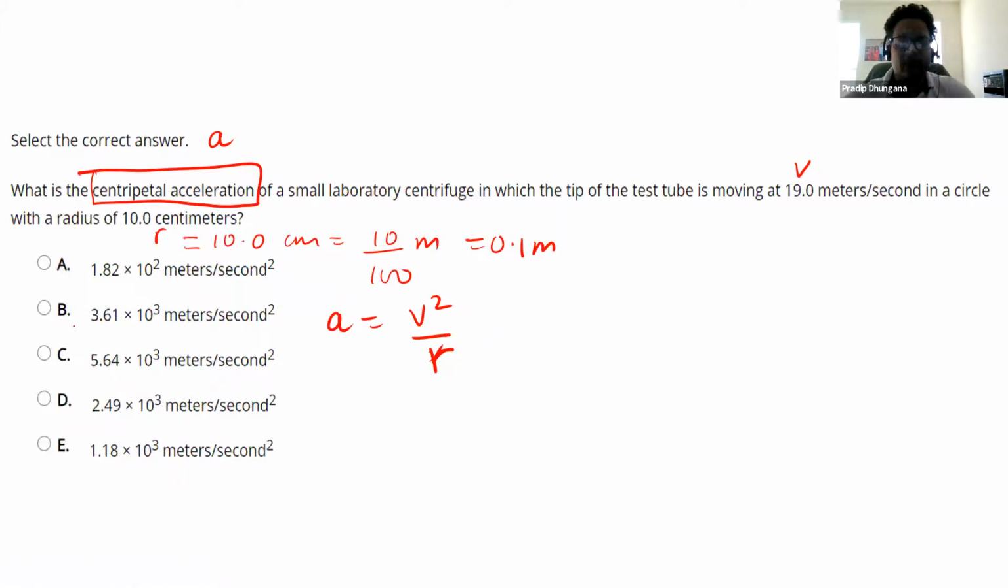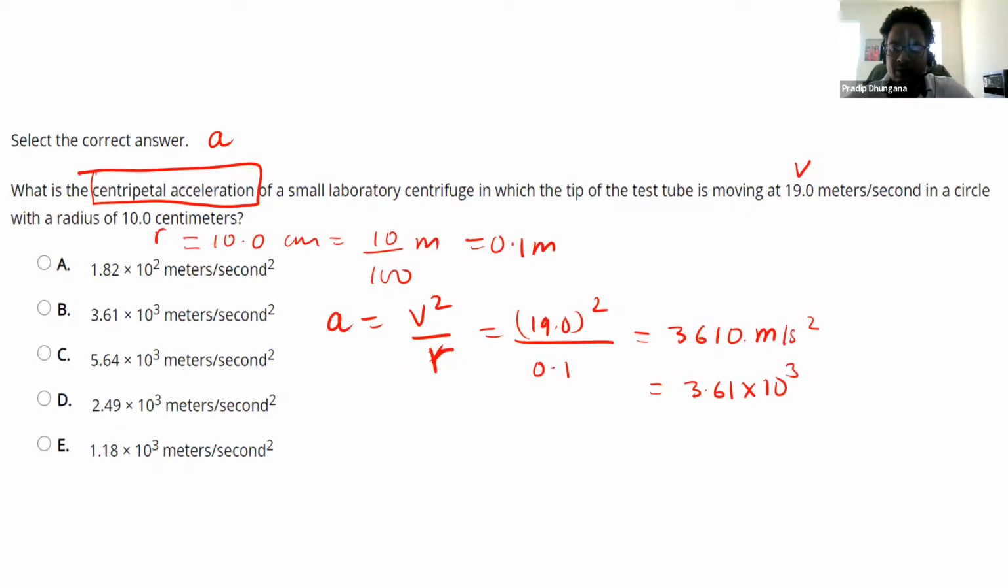So let's substitute those values. Velocity is 19, squared, over r, which is 0.1 meter. And then use a calculator and calculate that value. You'll get 3610 meters per second squared. That is the unit of acceleration. And then if we write in scientific notation, it's 3.61 times 10 to the power 3. So we have to move the decimal 1, 2, 3 places. So that is 10 to the power 3 meters per second squared. So the correct choice is B. B for beta.